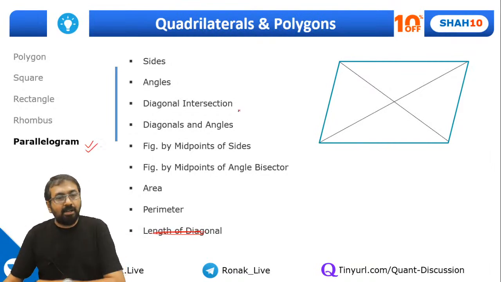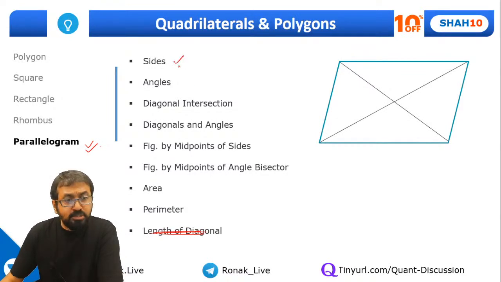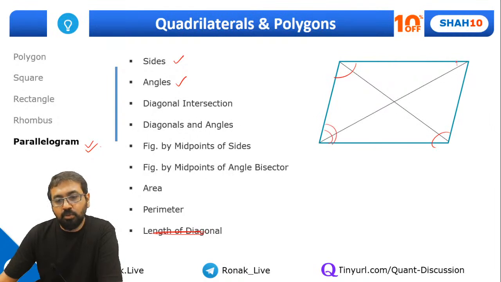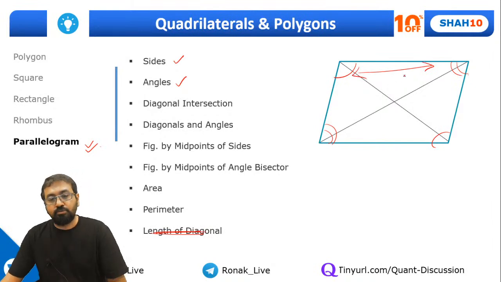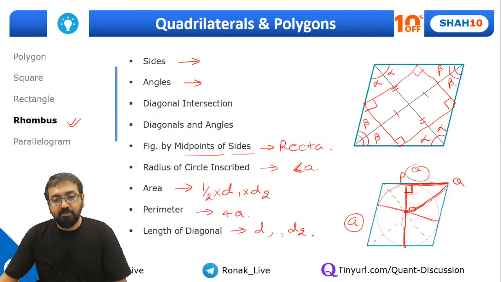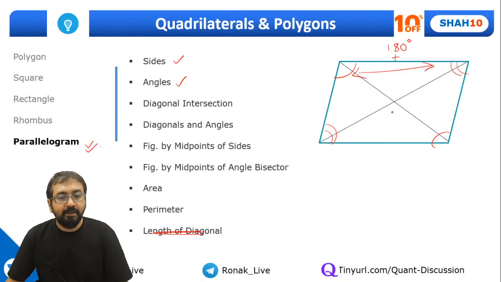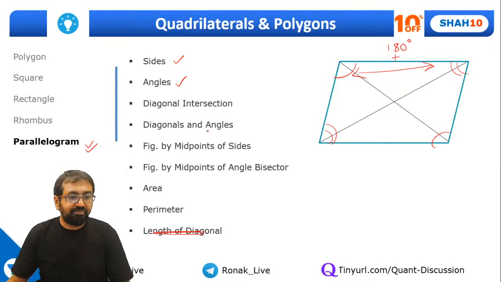So let's look at the parallelogram. Opposite sides are equal and parallel. Opposite angles are equal. So this angle will be equal to this angle, and this angle will be equal to this angle once again. And please remember the adjacent angles add up to 180 degrees. So the sum of these angles will be 180 degrees. Same way in the previous figure also, this 2 alpha plus 2 beta is 180 degrees. So alpha plus beta is 90, and that's how you can derive that this is also going to be 90, right? So adjacent angles add up to 180 degrees, opposite angles are equal.